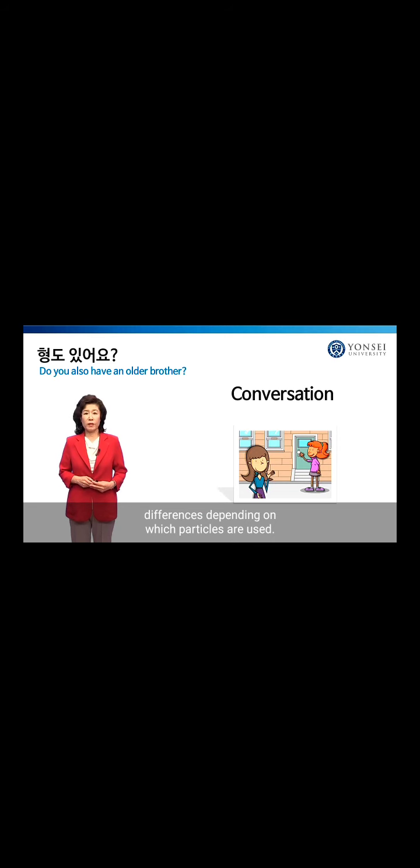Particles 도, 은 or 는, 이 or 가. Though using particles in a sentence in Korean is difficult, it is very important to understand, as there are subtle differences depending on which particles are used. First, let's listen to the following conversation. Listen carefully.